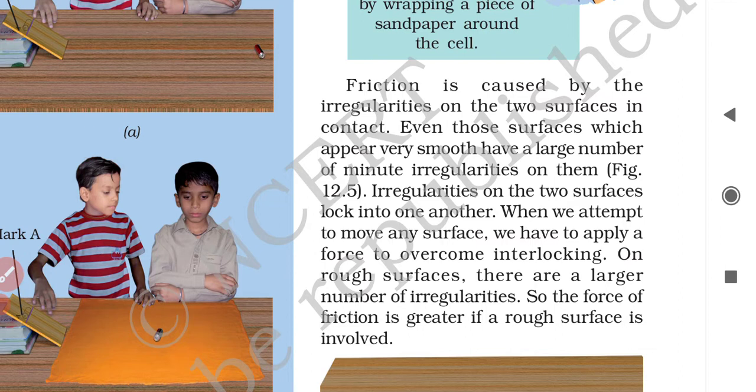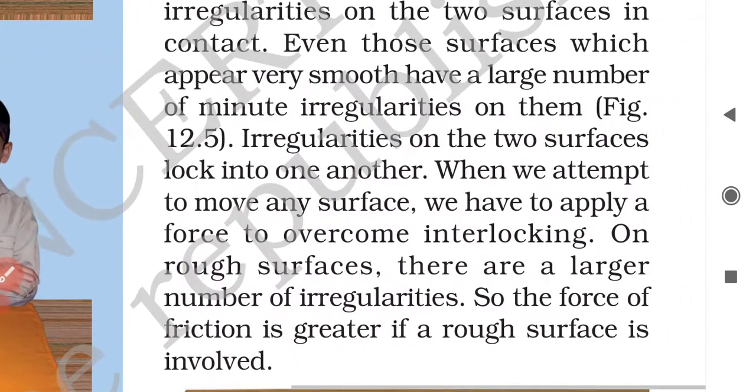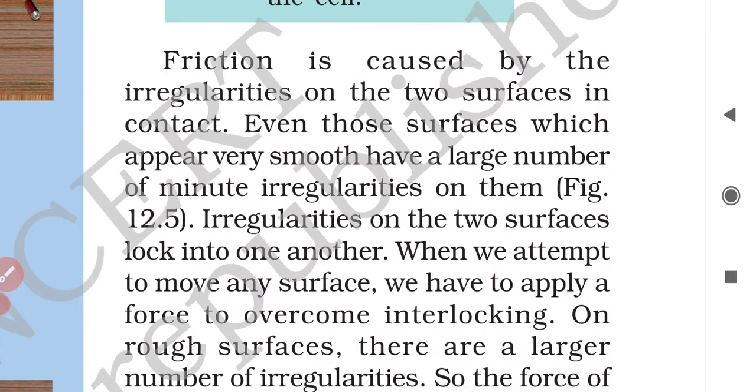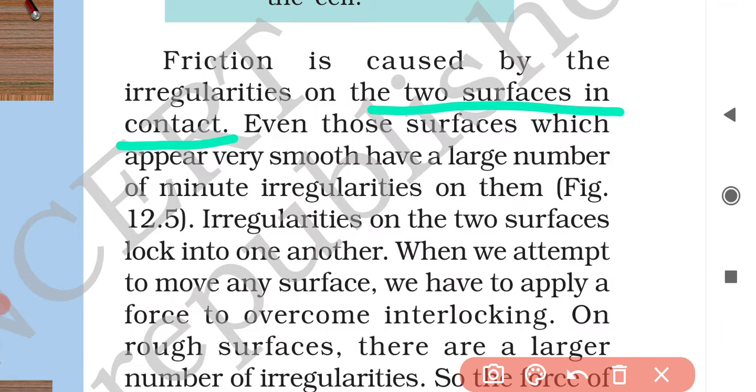So when we try to move one object over another object, the irregularities present on their surfaces get entangled or locked with one another. So the interlocking of irregularities of the two surfaces opposes the motion of one object over the other, and it gives rise to the force of friction. So friction is caused by the irregularities on the two surfaces in contact.